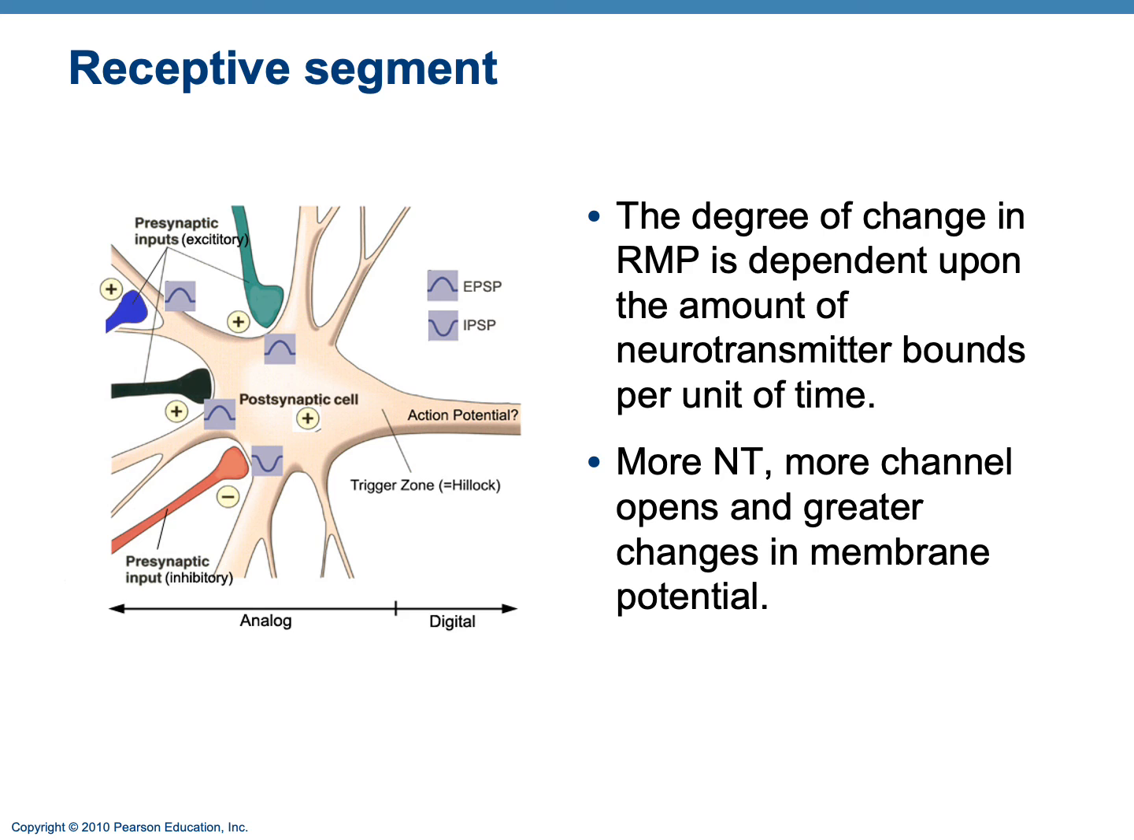In this picture, you can see multiple presynaptic neurons associated with one postsynaptic neuron. Some of these presynaptic neurons can make EPSP and some of them can make IPSP, as you see by the positive and negative signs. The degree of change in the resting membrane potential is dependent upon the amount of neurotransmitter bound per unit of time. More neurotransmitter makes more channels become open, and we have a greater change in the membrane potential.